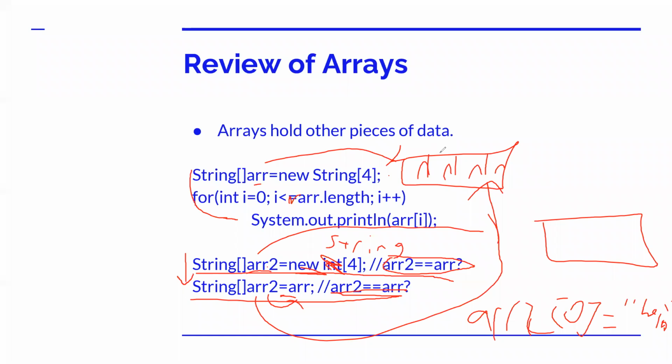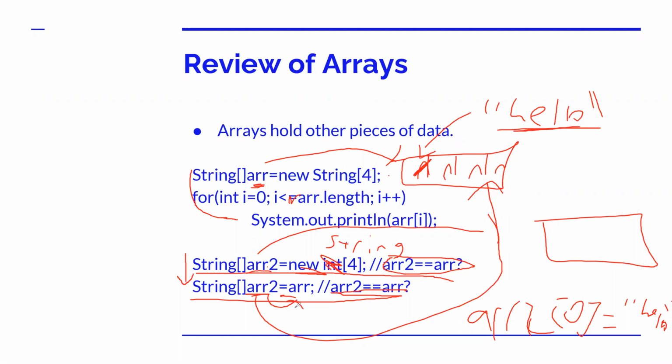Well, it would go in here, right? It would assign this one in position 0. Instead of being null, now it would be hello. Which means if I were to print out all the elements of array, or all the elements of array 2, in either case, it would print out hello as my first element.